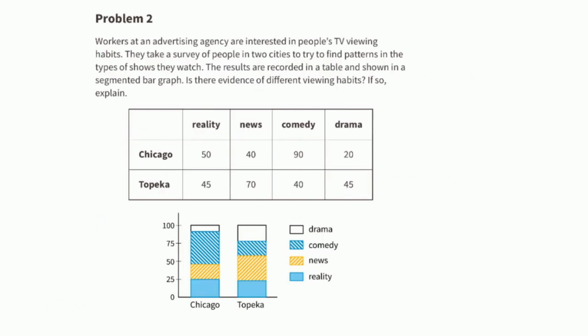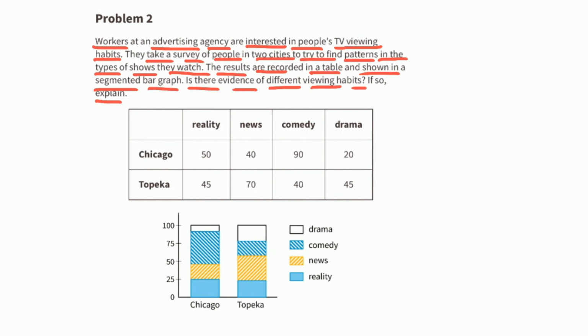Problem number 2. Workers at an advertising agency are interested in people's TV viewing habits. They take a survey of people in 2 cities to try to find patterns in the types of shows they watch. The results are recorded in a table and shown in a segmented bar graph. Is there evidence of different viewing habits? If so, explain.